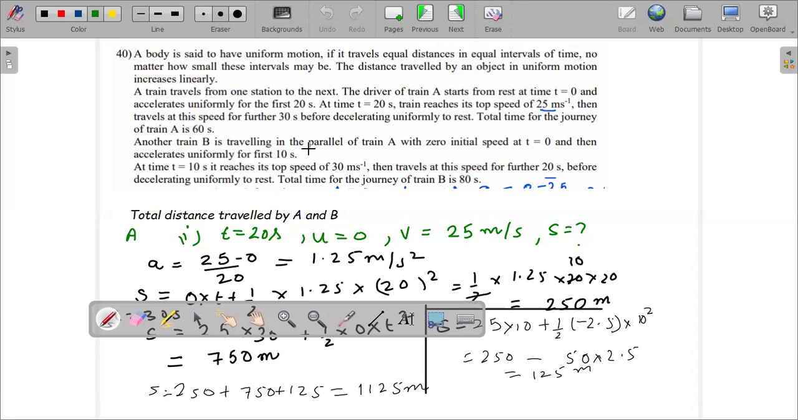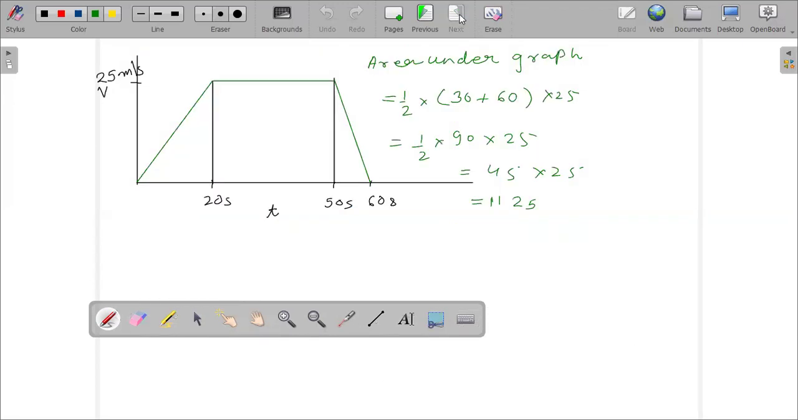I'm just noting down the time and other things which are given here. It started from time t equals 0 and then accelerates uniformly for 10 seconds. At time t equals 10 seconds, it reaches its top speed 30 meter per second. Then it travels at that speed for a further 20 seconds before decelerating uniformly to rest. The total journey is 80 seconds. So the times are 10 and 20. So 10, 30 we will take. So here I draw the graph for this one.